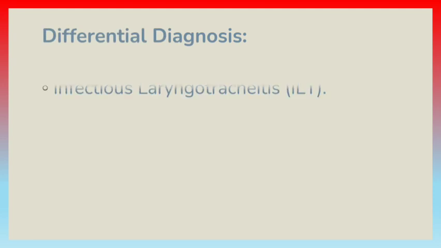Differential diagnosis of infectious bronchitis. Infectious bronchitis can be differentiated from infectious laryngotracheitis. In infectious bronchitis, virus infection of the chicken causes damage to the upper and the lower respiratory tract, while in infectious laryngotracheitis, the virus damages only the upper respiratory tract.